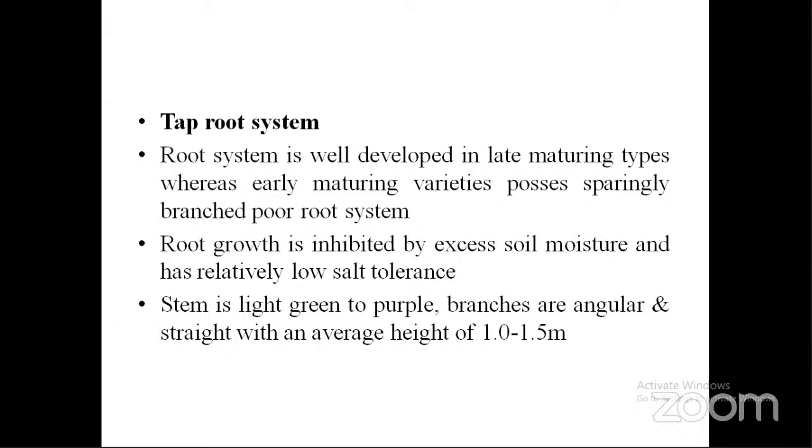Here we can see that sesame crop duration is around 85 to 90 days. Some late maturing types may have 100 days duration also. In those long duration varieties or late maturing types, the root system is very well developed. Whereas in short duration varieties, the root system is not very well developed compared to late maturing types.